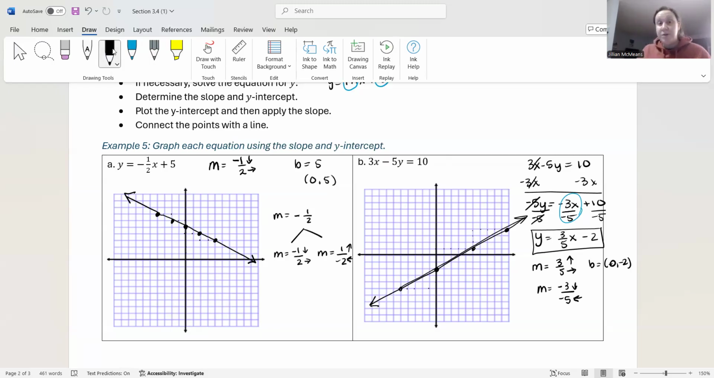Okay. So that is graphing when you have a point and a slope, or not graphing when you have a point and a slope, but using the ideas of graphing with a point and a slope by just taking your equation and solving for y. You get a point, the y-intercept, and then the slope for free.